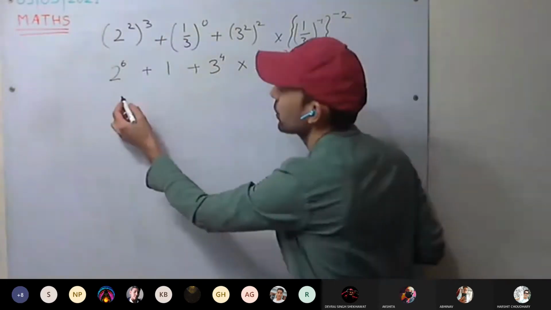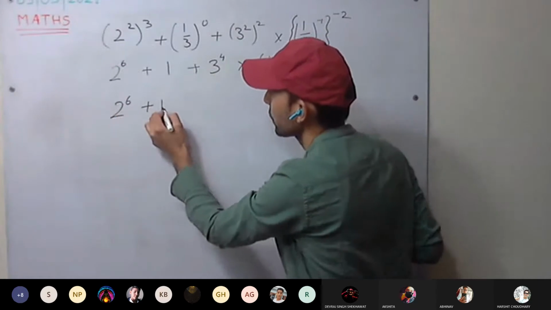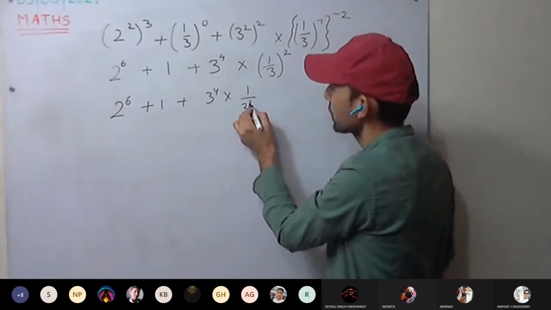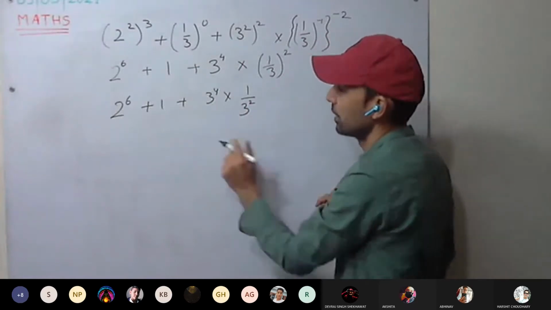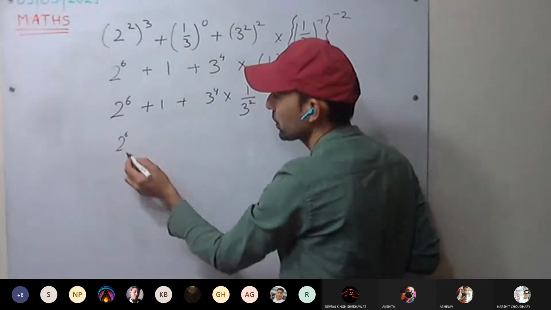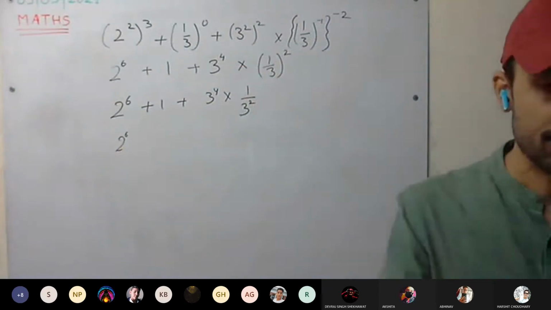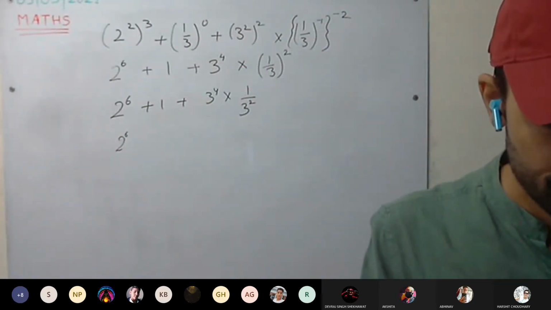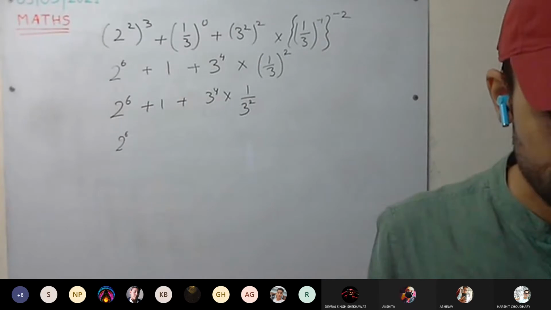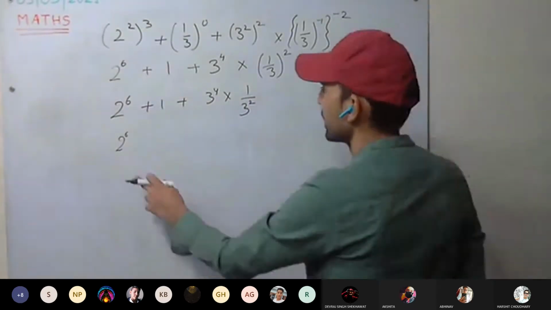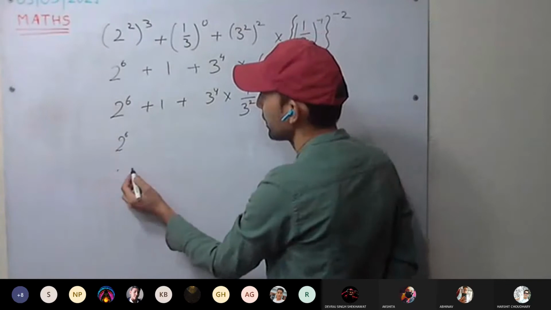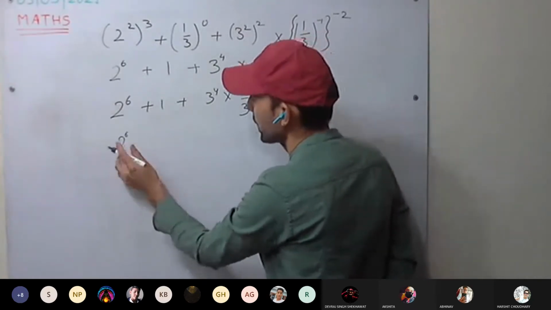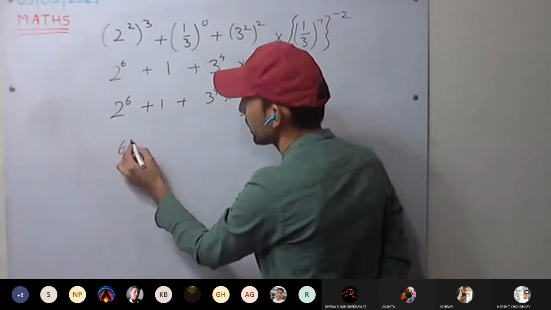Okay. Again, we go stepwise. 2 raised to power 6 plus 1 plus 3 raised to power 4 into 1 upon 3 square. Okay. 2 raised to power 6 will be how much? Calculate and tell me. So it will be 64.